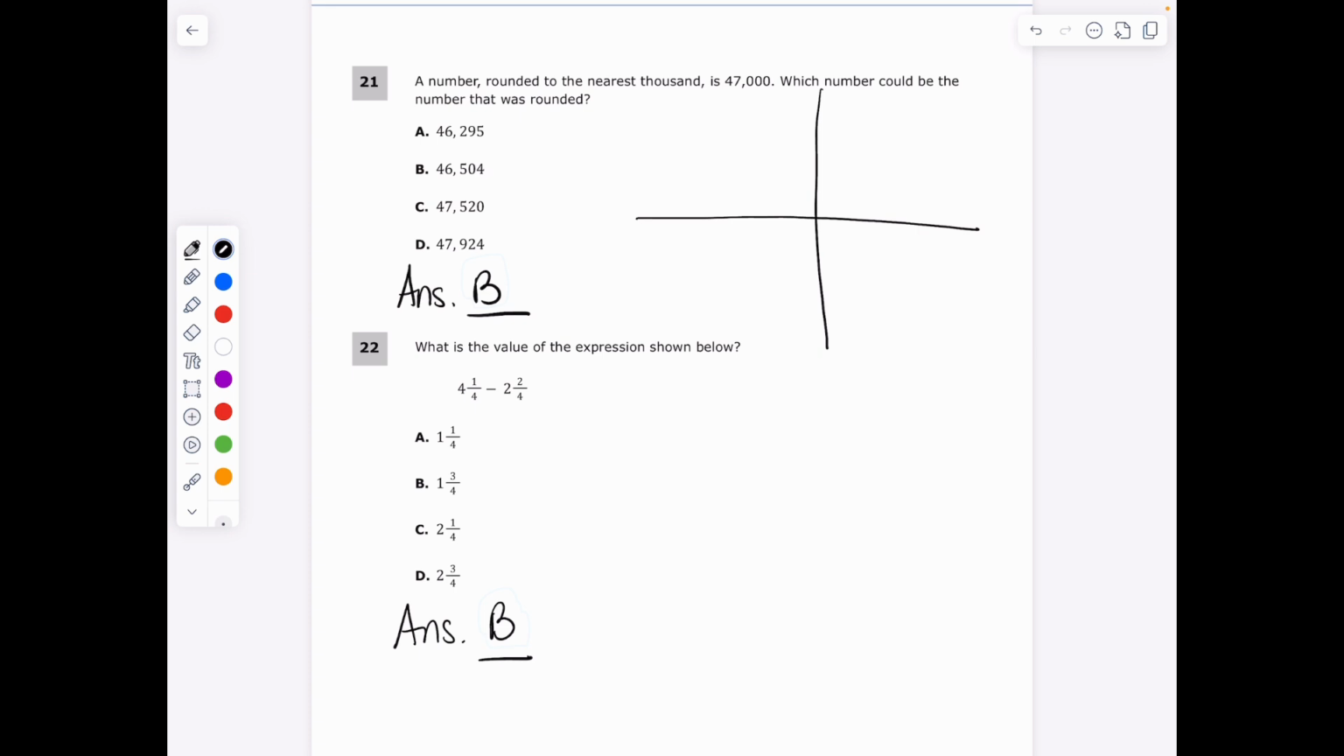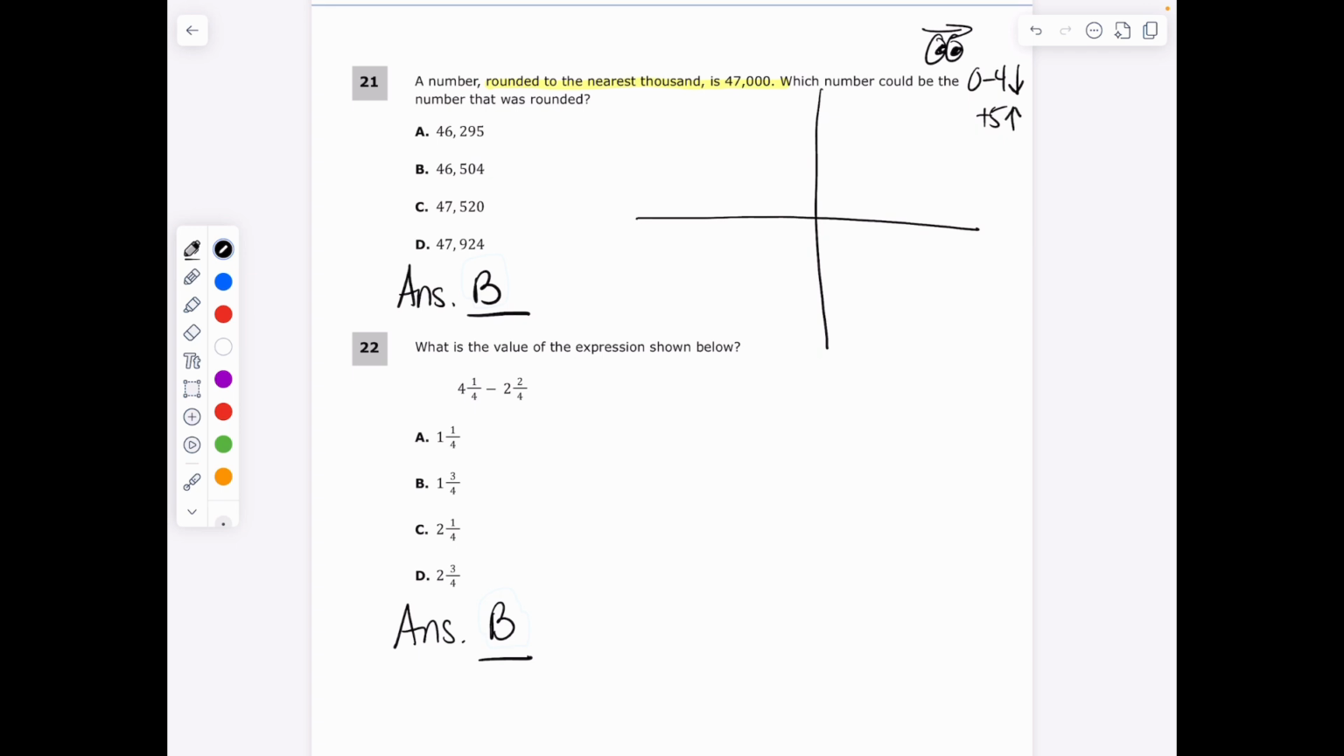It says a number rounded to the nearest thousand is 4,700. Which number could be the number that was rounded? Remember, you're looking to the buddy to the right. You're going to look at the hundreds place, to the right of the thousands place, and decide: if it's 0 to 4, you're going to round down, and if it's 5 or more, round up to the sky.